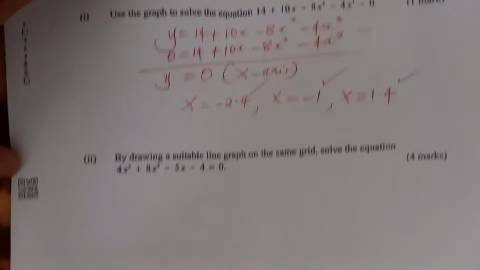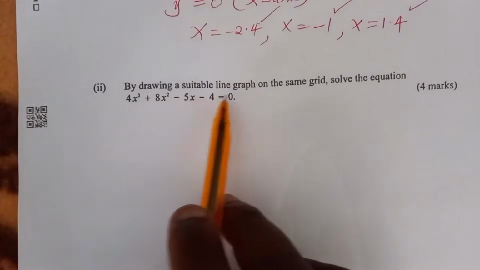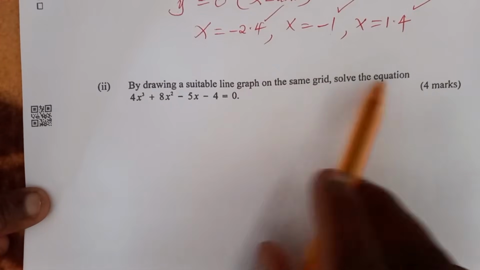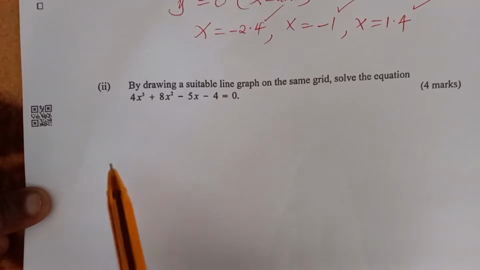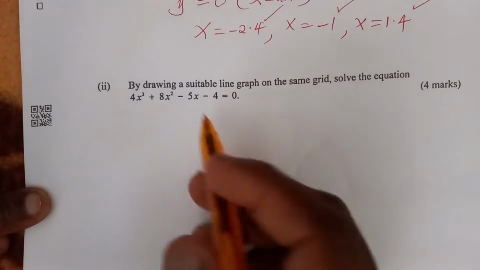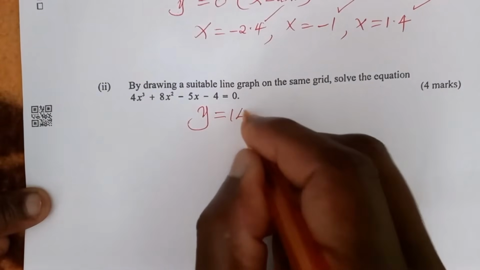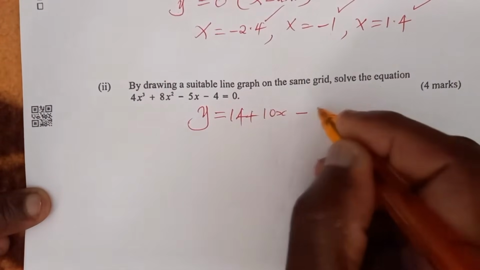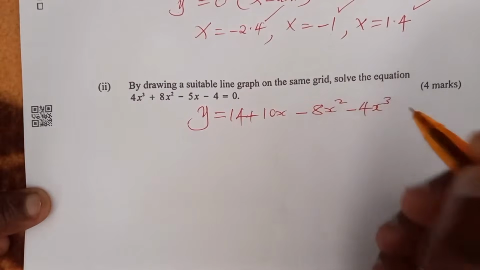We go to the other part. By drawing a suitable line graph on the same grid, solve the equation. This is the equation that you're given. And to do that, again, you take the function of the curve. Y is equal to 14 plus 10x minus 8x squared minus 4x cubed.